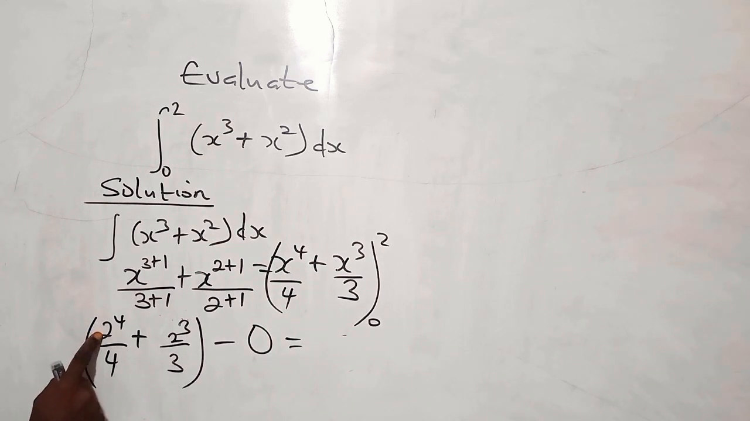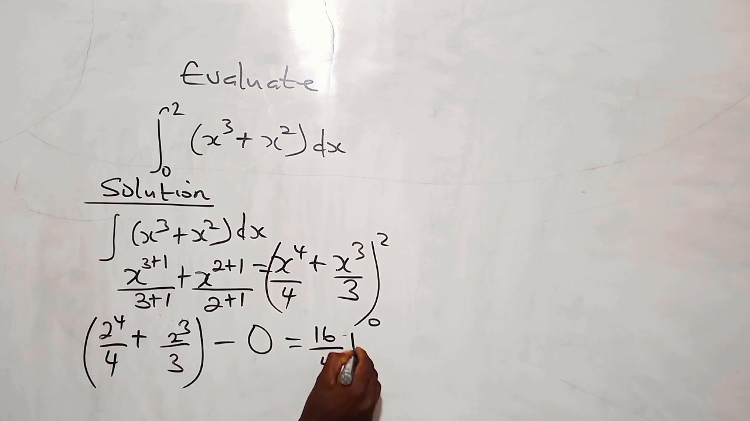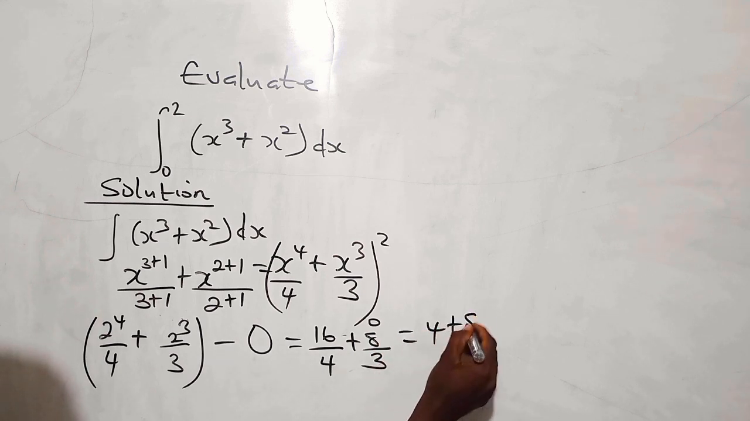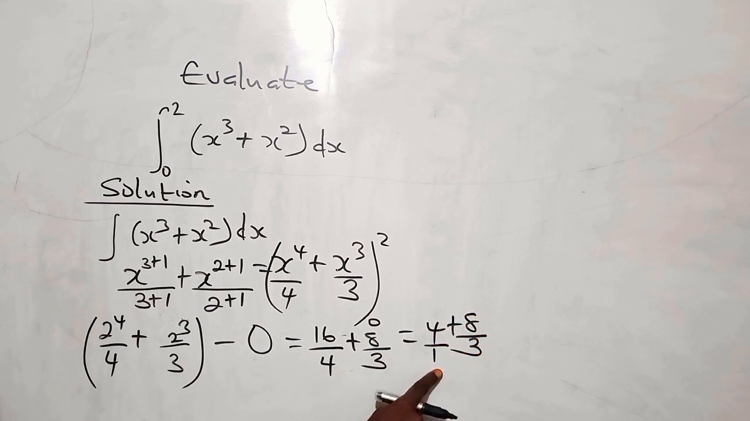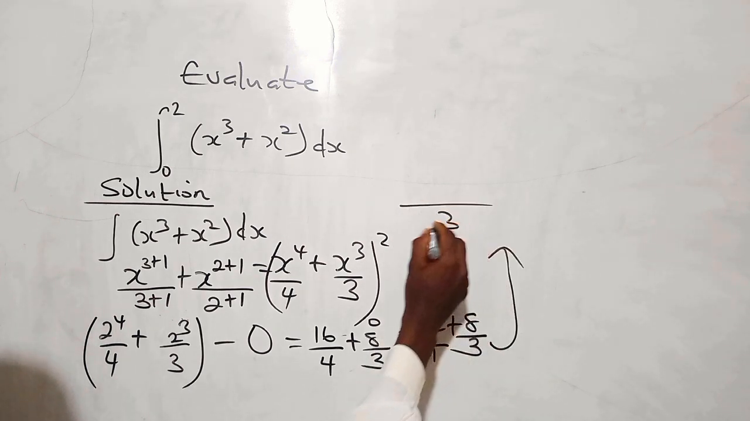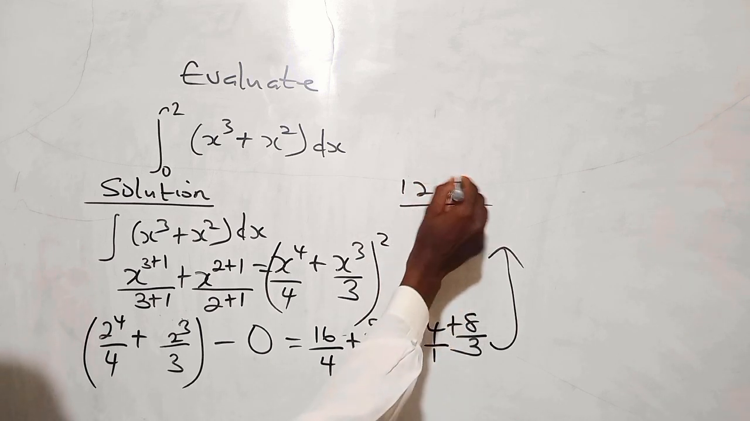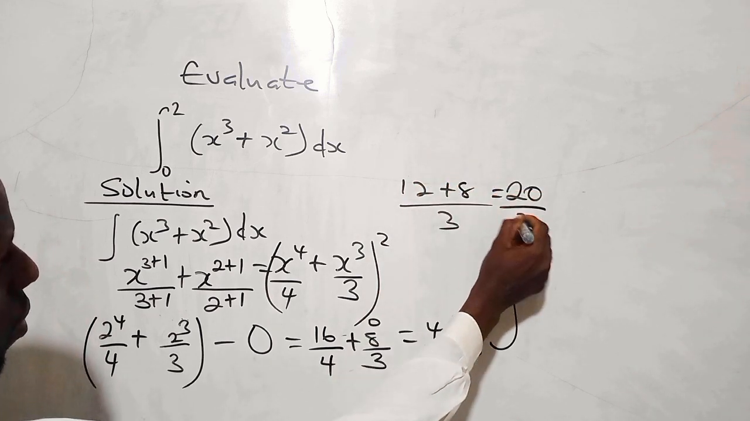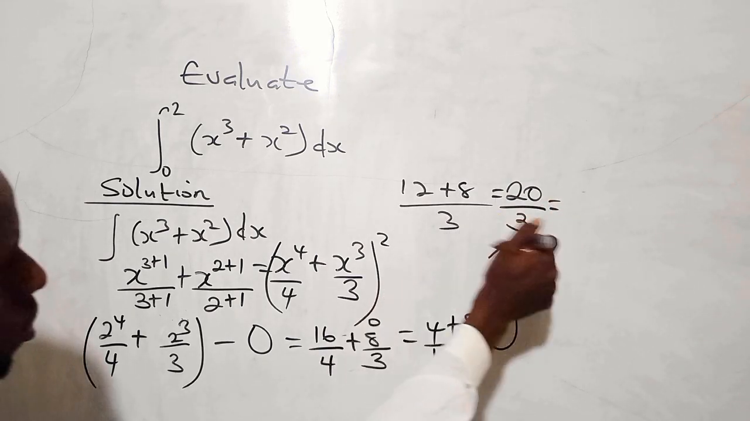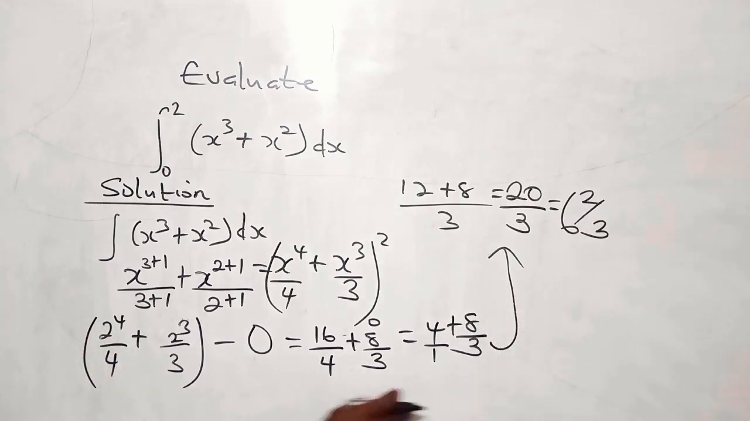So for 2 raised to the power 4, we have 16 over 4, plus 2 raised to the power 3, which is 8 over 3. 16 divided by 4 is 4, plus 8 over 3. Here you can look for the LCM to be 3, so this one is 12, plus 8, so that is 20 over 3. So the mixed fraction is 6 whole number, 2 over 3.